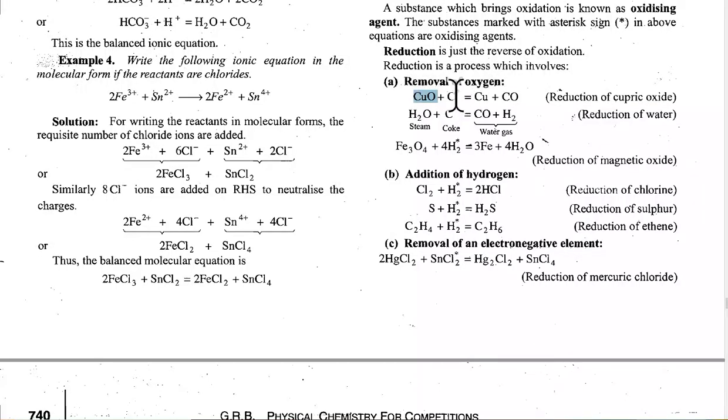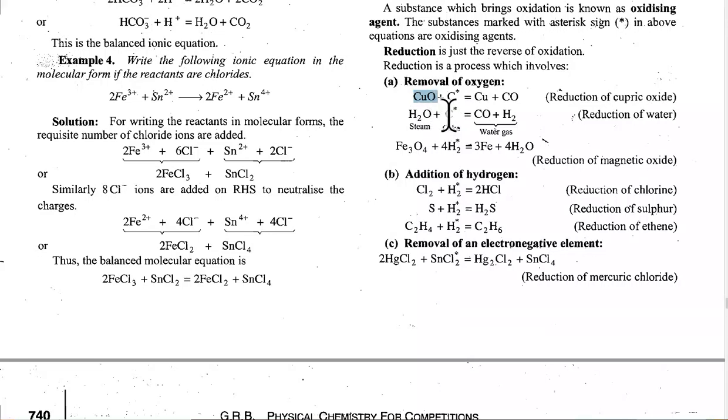So we call this carbon a reducing agent because it causes reduction of cupric oxide. The reducing agent itself undergoes oxidation. I repeat it again: the reducing agent itself undergoes oxidation. You can see here this is the reducing agent because it causes removal of oxygen. After removal of oxygen, carbon gets attached with it and forms carbon monoxide. So here, students, I hope you understood.